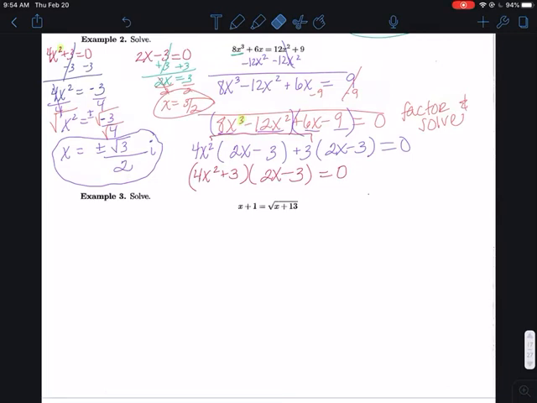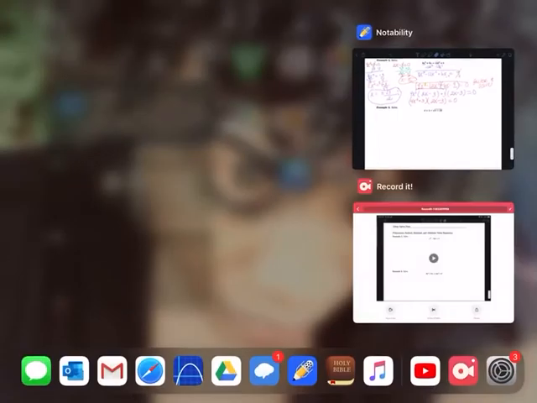All right, so those are polynomial equations. Now we're going to move on to radical equations. So radicals, if you notice the next example, hold on.